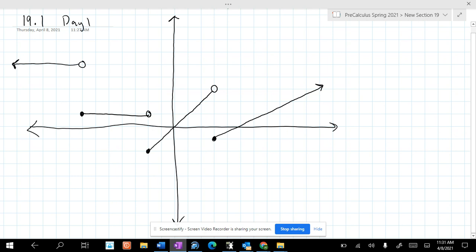So a limit is where a number, the y value a number is approaching. The limit is the number a y value is approaching at a certain place.